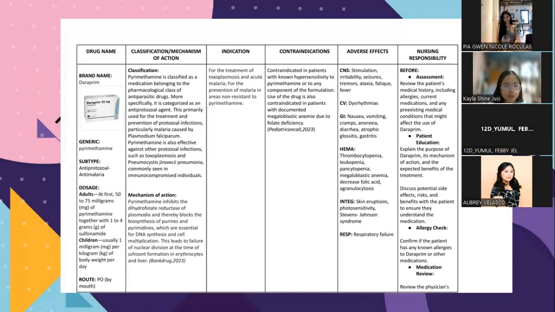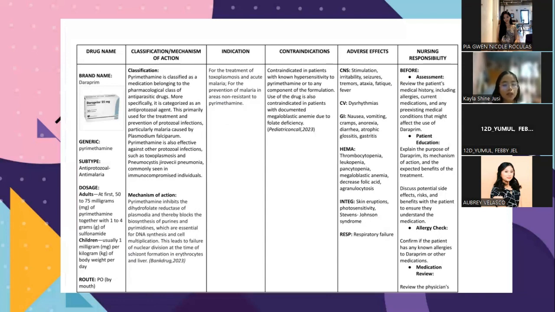And for the mechanism of action, pyrimethamine inhibits the dihydrofolate reductase of the plasmodia and thereby blocks the biosynthesis of purines and pyrimidines, which are essential for DNA synthesis and cell multiplication. So this leads to failure of nuclear division at the time of schizont formation in the erythrocytes and liver.